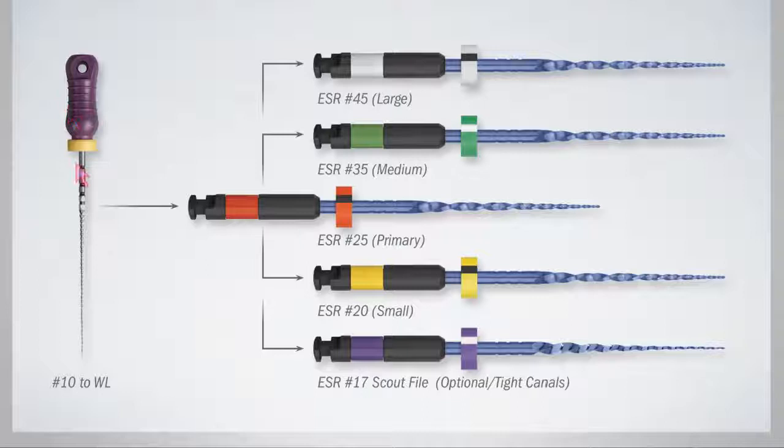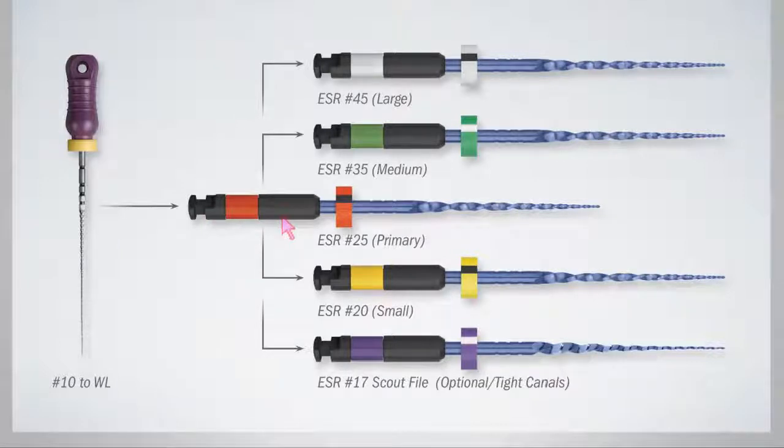So basically you get an available length with a hand file, and then you use this primary file, which you can think of as the ESR's expediter. The expediter is the file that screens the canal. It triages the canal, kind of gauges the canal to find what should be done with it. So it starts from 10.